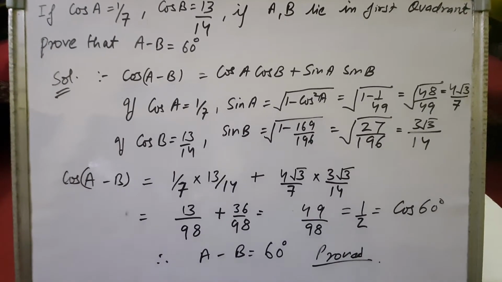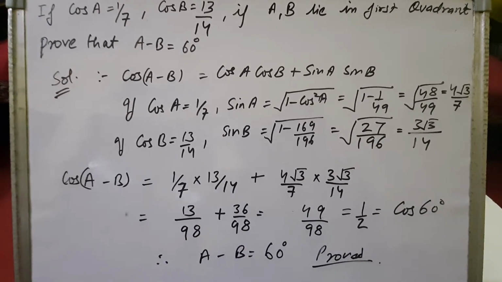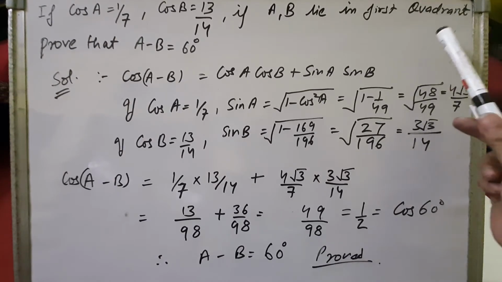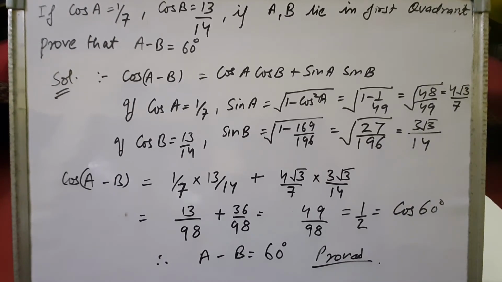Let's see another sum, children. In this sum it is given that cos A equals 1 by 7, cos B equals 13 upon 14, and A, B lie in the first quadrant. Then prove that A minus B equals 60 degree. A, B are lying in the first quadrant. That means the value of all trigonometrical ratios of A and B will be positive, because in the first quadrant all trigonometrical ratios are positive.